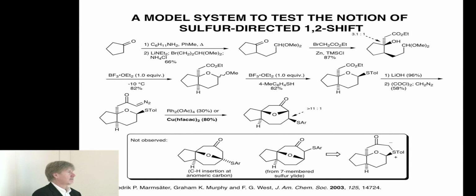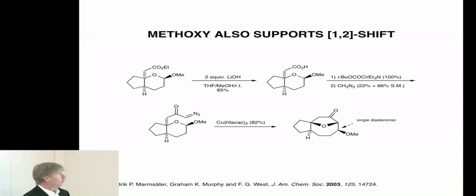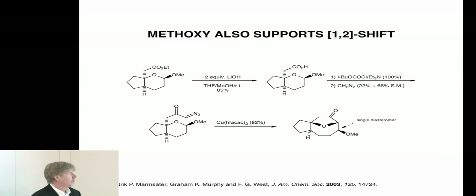And with copper catalysis in 80% yield, we get this ether-bridged 8,5 ring system with a much greater than 11-to-1 ratio of diastereomers at this center, where the major product is the product of retention of configuration at the sulfur substituted carbon. We don't have to have sulfur there. We can have, for example, a methoxy group, and once again, this goes in high yield, and now in this case with complete retention of configuration at the anomeric center.